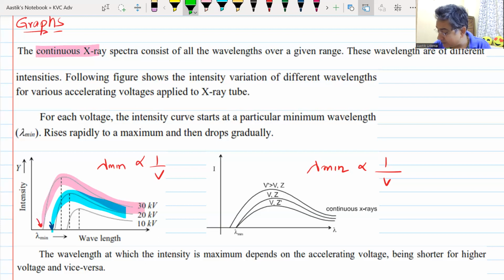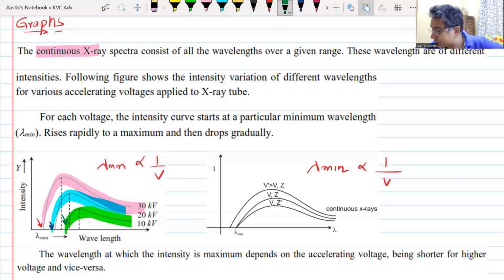And this minimum wavelength depends on what? This minimum wavelength is inversely proportional to V. Do we understand this? Yes. This spectrum is known as the continuous spectrum, and the minimum wavelength only depends on V. Do we understand this? Yes, sir.